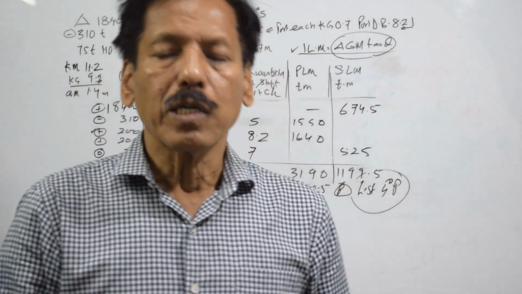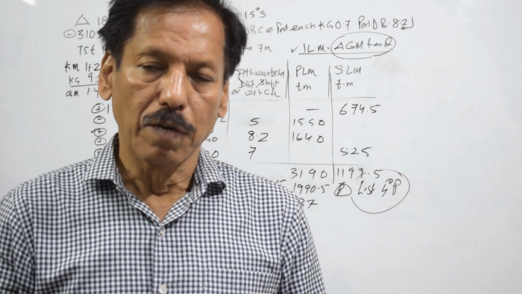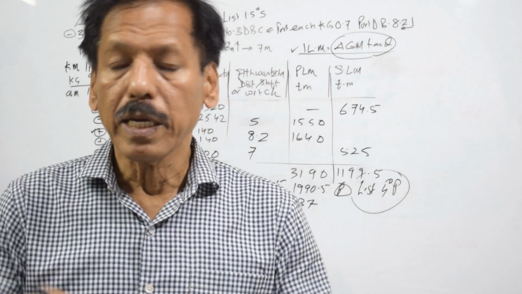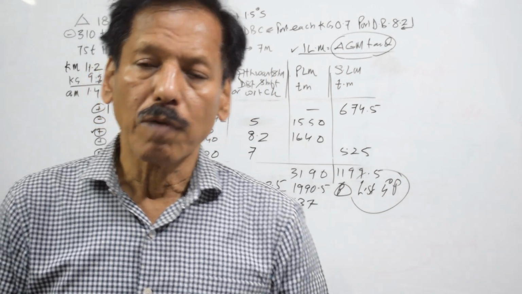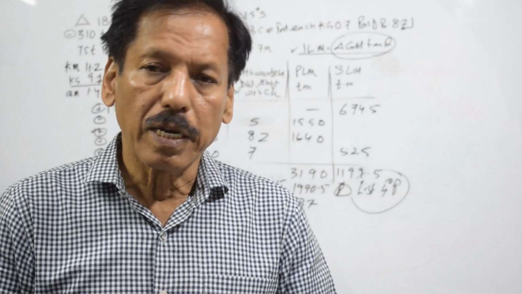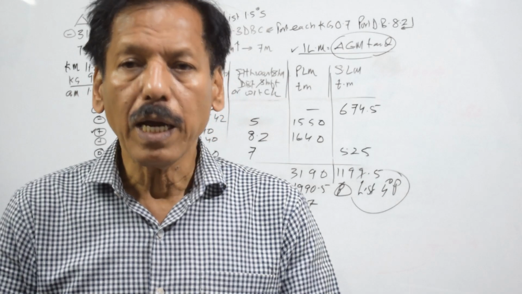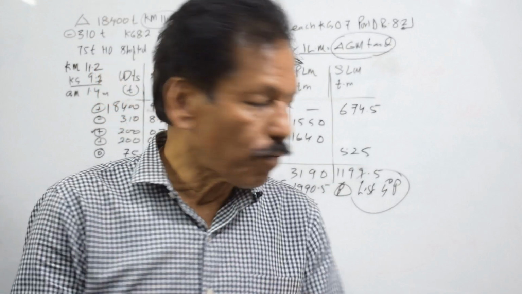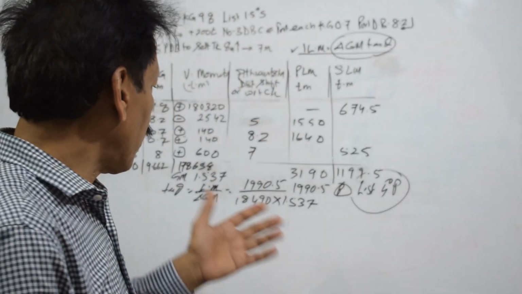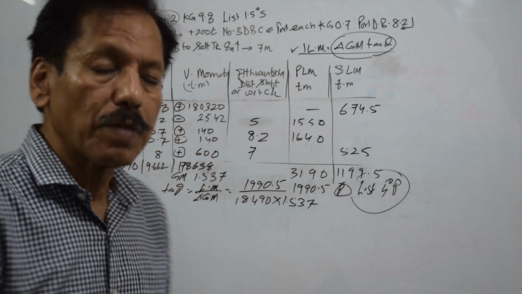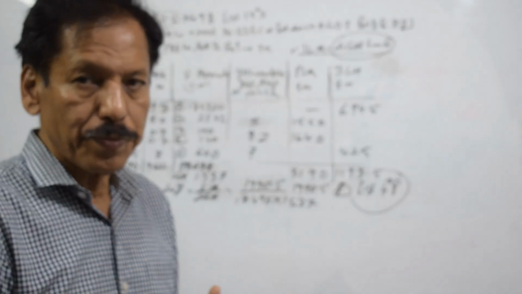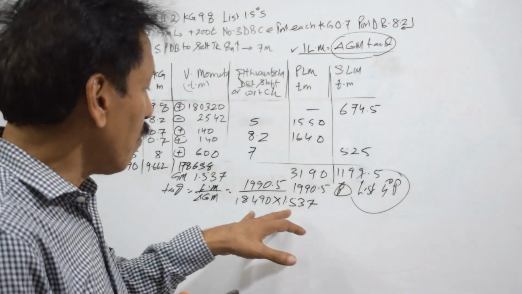In this question we did not allow for free surface effect, but in case there was some free surface effect, we would have said free surface correction is equal to resultant free surface moment divided by displacement, and we would have subtracted free surface correction from GM solid, and we would have applied GM fluid over here.